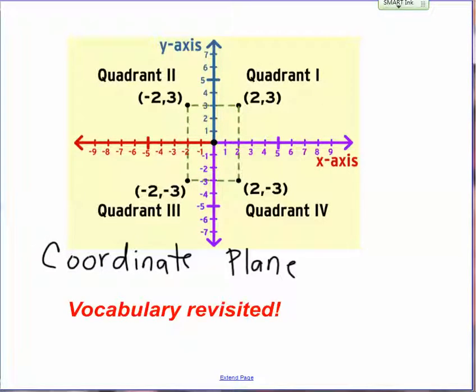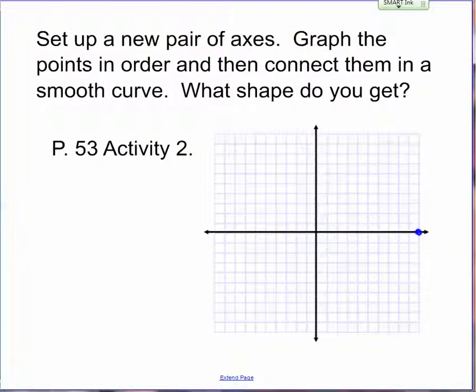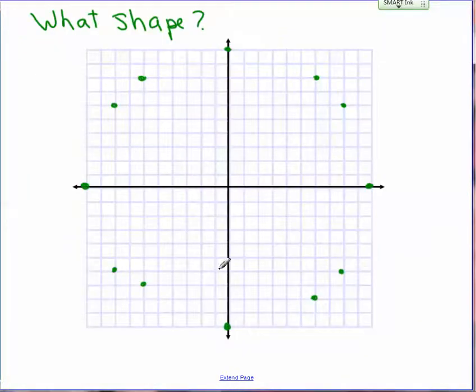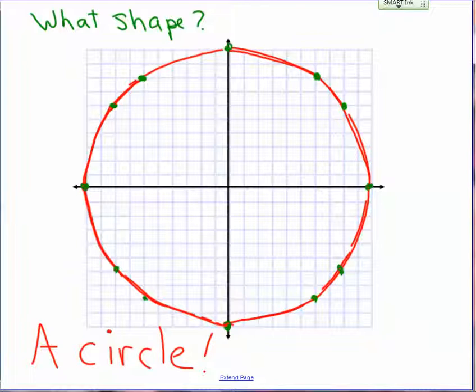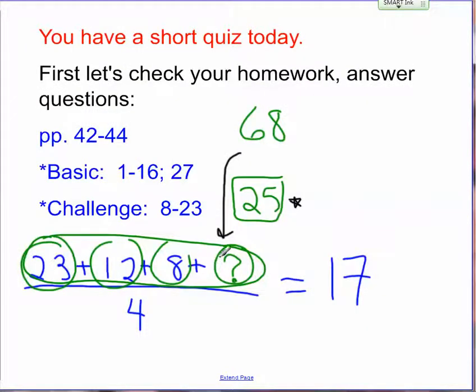All right, then you actually graph some ordered pairs, and this is page 53, activity 2. So you all did this yourself, and you had to plot those ordered pairs in order. And then it said to connect them in order with a smooth curve. And I said, what shape do you get? And you guys were all able to figure out that it was a circle. And then we checked your homework.